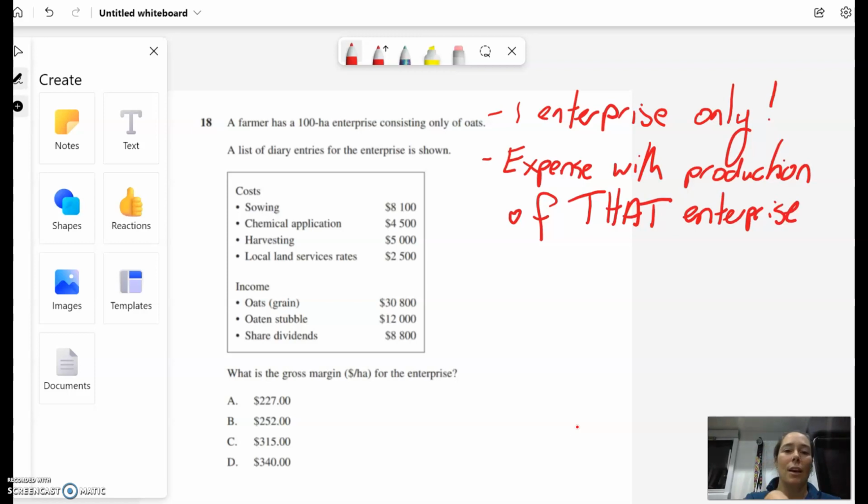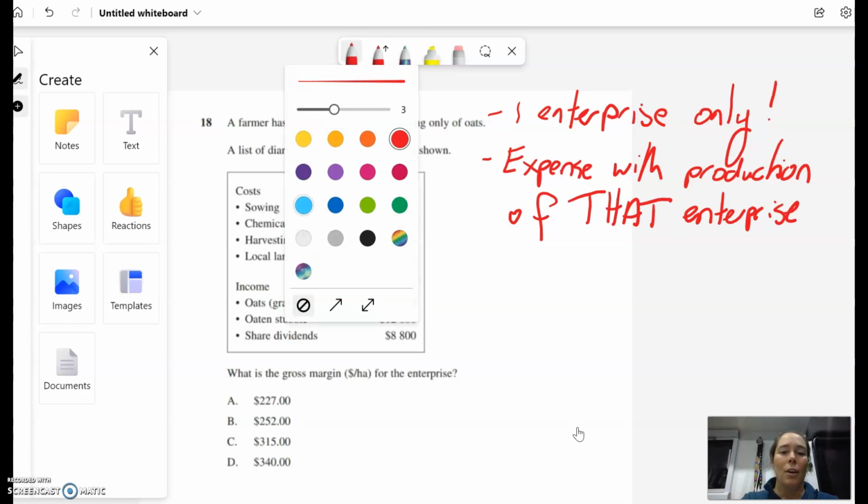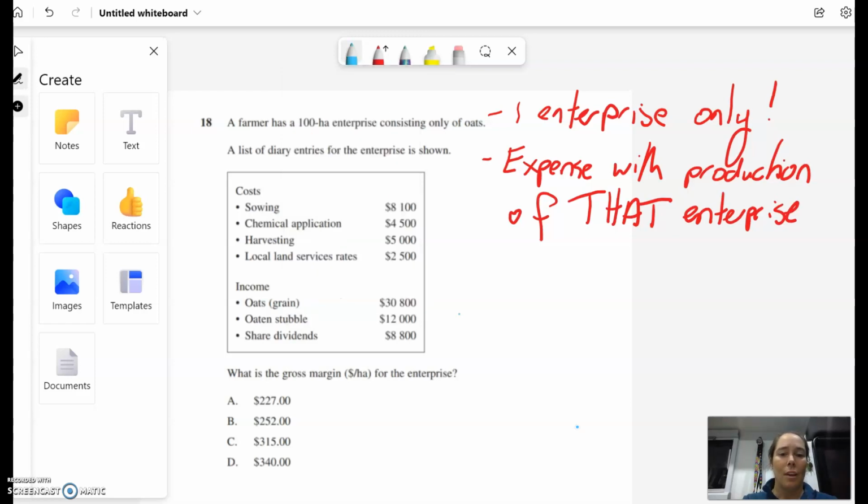So if we have a look at this, let me change to a different color. So if we have a look over here, a farmer has a 100-hectare enterprise consisting only of oats. A list of the dairy entries, so the oats are going to be feeding the dairy cows. That's the link there. So is sowing an expense associated with that production?